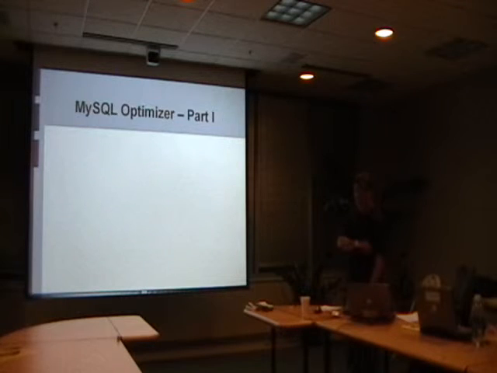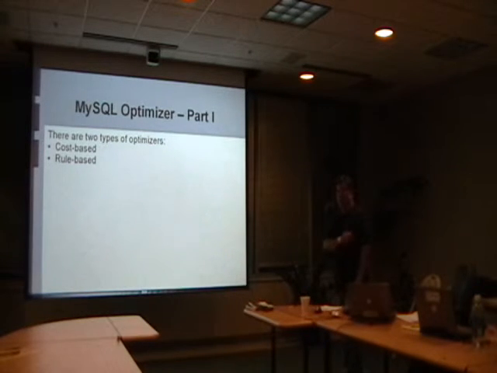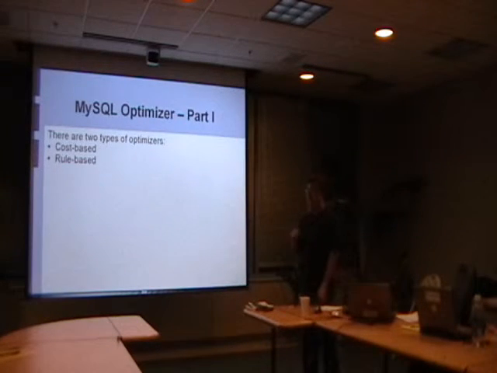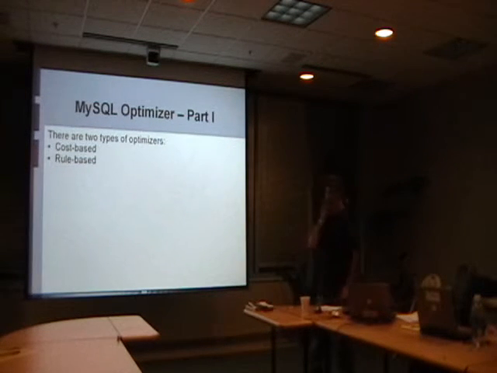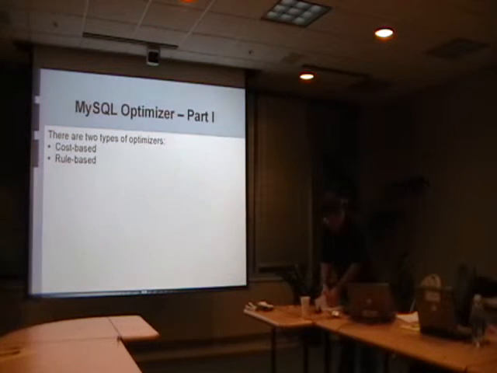I have about 5 minutes left, so I'm going to go through some of this real briefly. When you're talking about optimizers for databases, there's two kinds. There's the cost-based optimizer, and there's a rule-based optimizer.